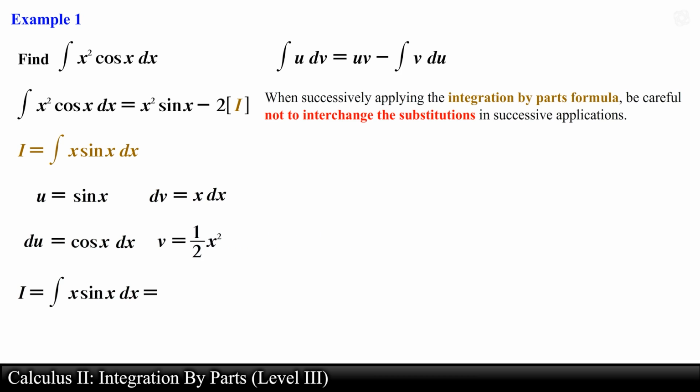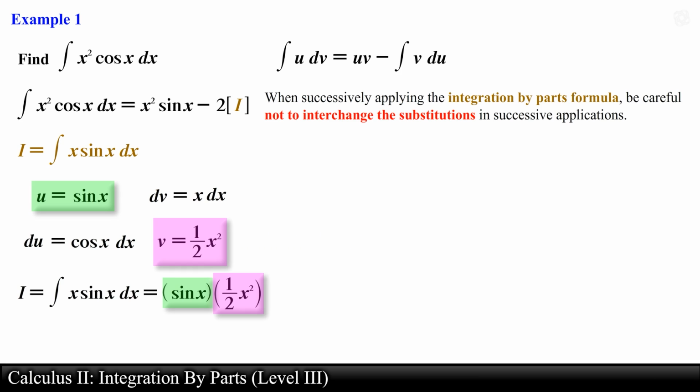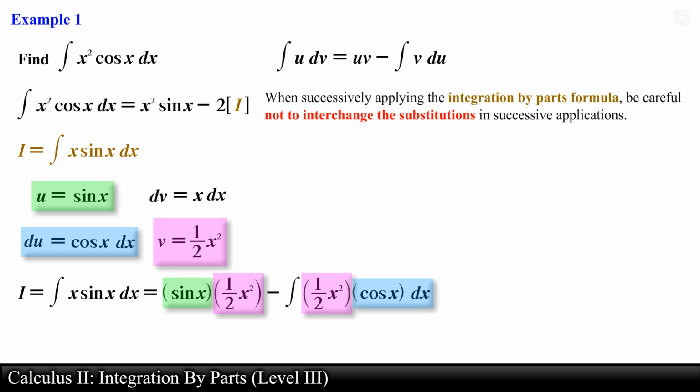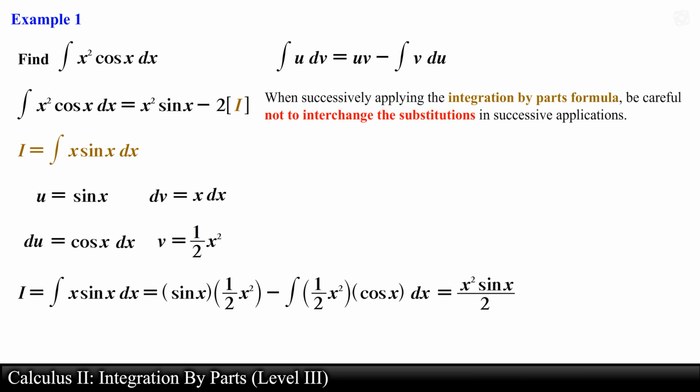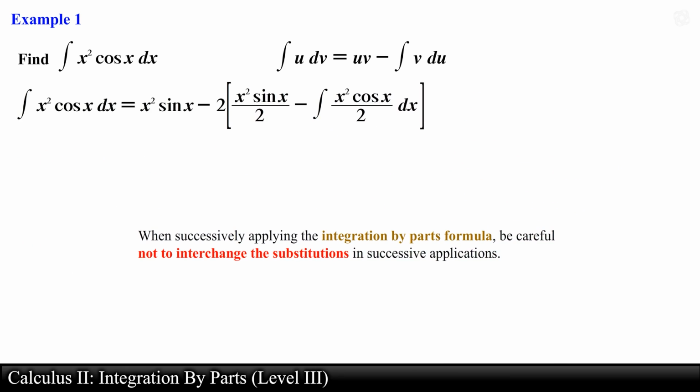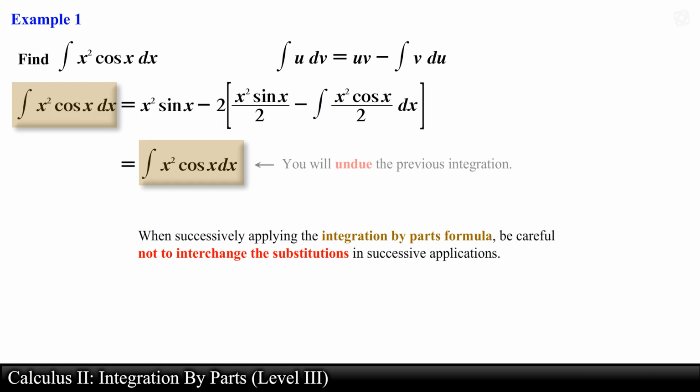The integral of x times sine of x dx would be equal to sine of x times 1/2 x squared minus the integral of 1/2 x squared times cosine of x dx. And this will be represented by x squared times sine of x over 2 minus the integral of x squared cosine of x over 2 dx. And substituting this expression into the original integral, we would obtain x squared times sine of x minus x squared times sine of x plus the integral of x squared times cosine of x dx. At this point, notice that by switching the second substitutions, we undo the previous integration and return to the original integral. So be careful when you repeatedly apply the integration by parts formula.